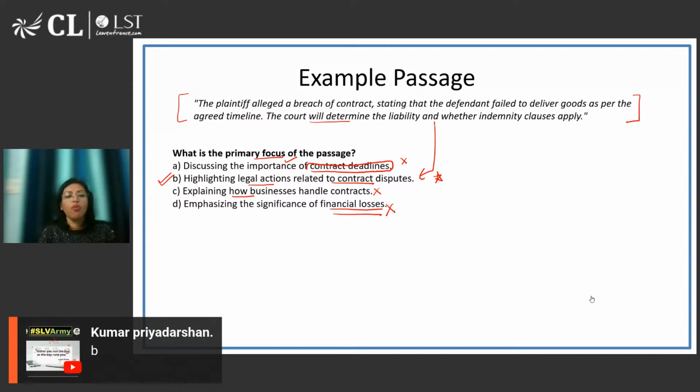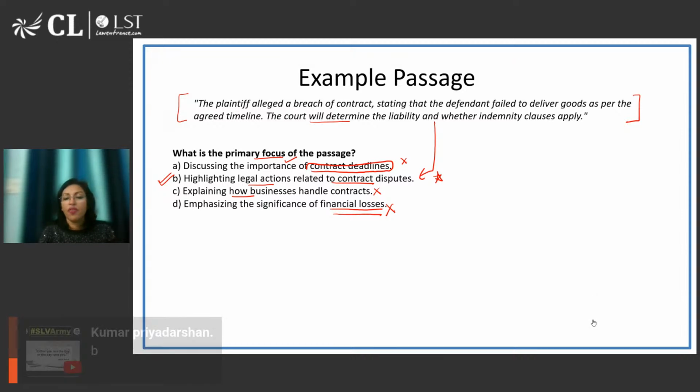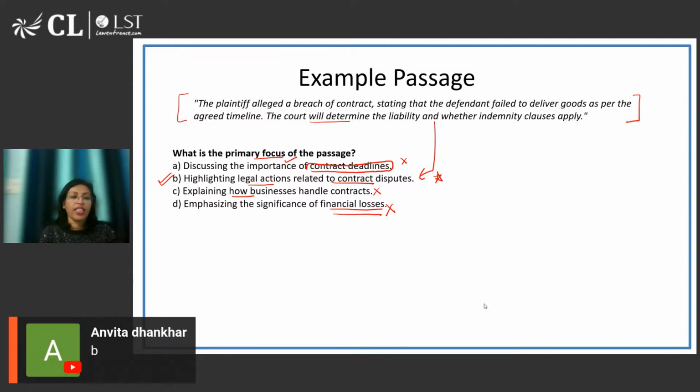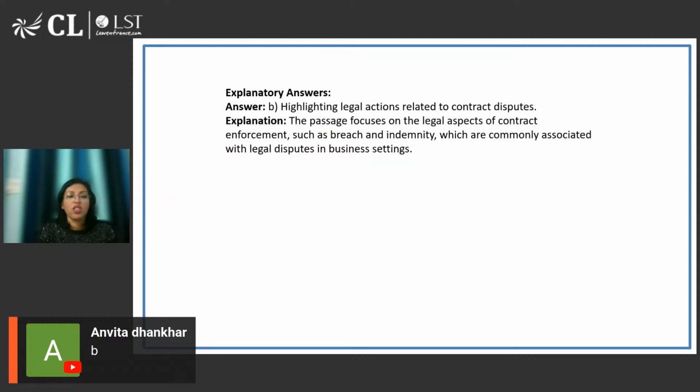Avnish, Kumar, Anvita, very nice. Excellent, you guys. Very good. Very, very good. All right, let's go to the next.